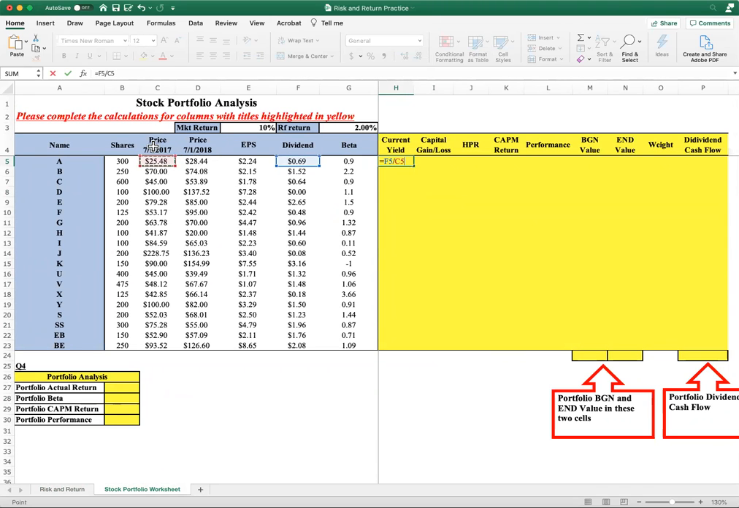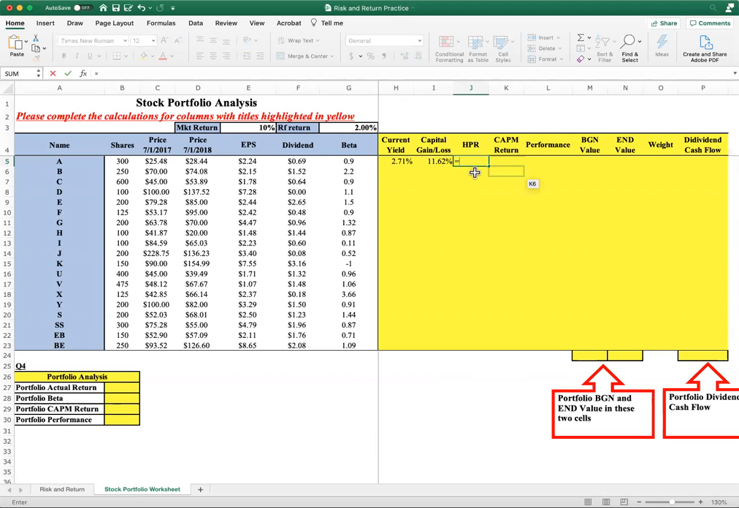Not the ending price when you bought it in 2017, okay? So that gives you, let's change this to a percentage, 2.71%. And your capital gain or loss is what? The P1 ending price minus beginning price divided by the beginning price, okay? So that gives you what? A percentage, 12%, and you can increase the number of decimals.